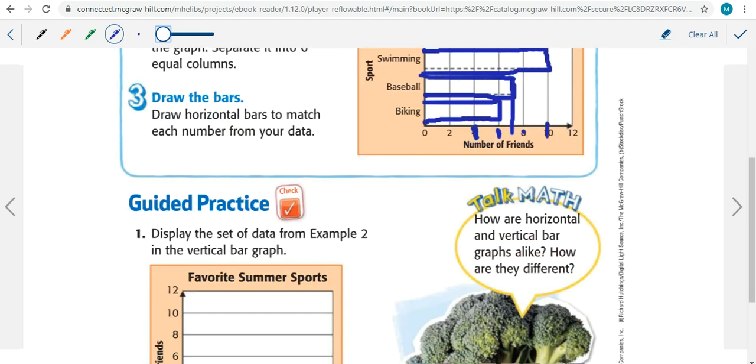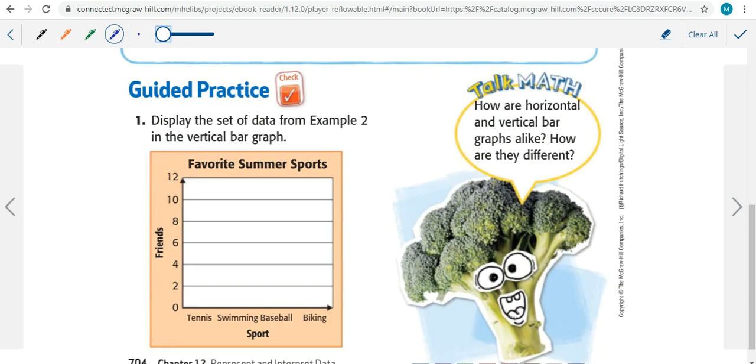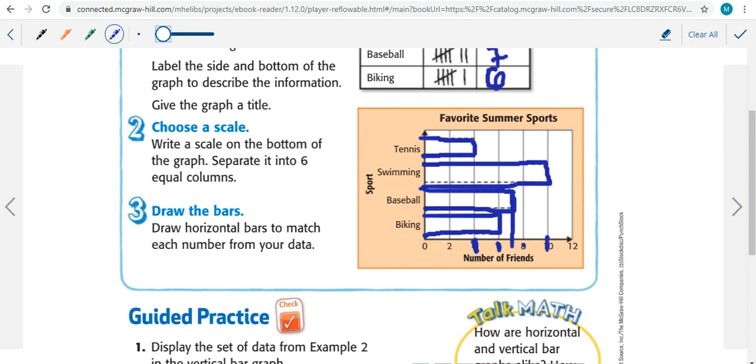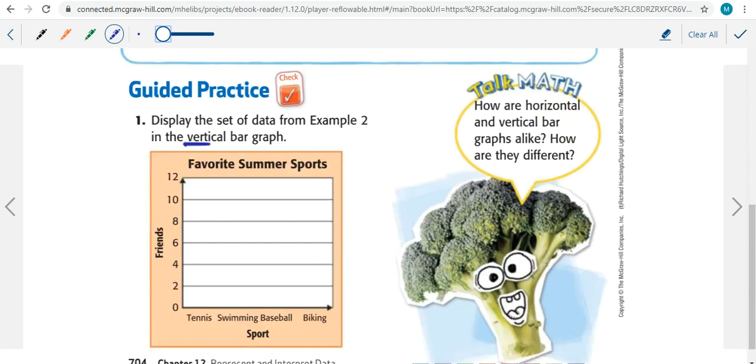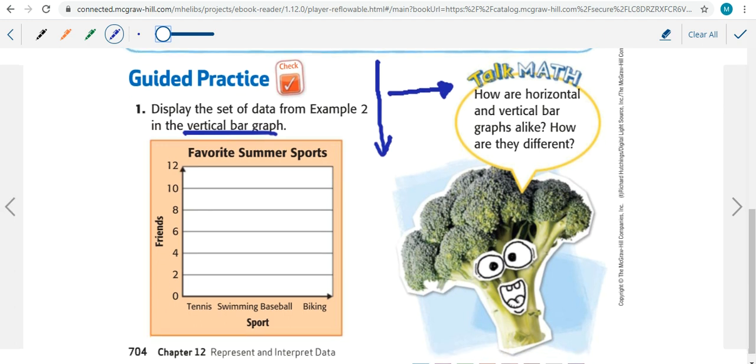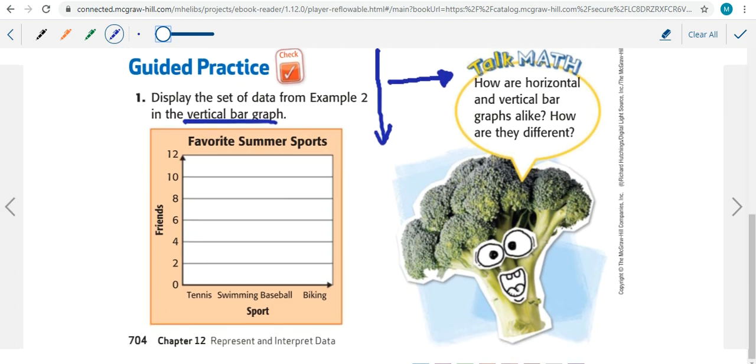Okay? Now, display the set of data from example 2 in a vertical bar graph. So this same information, we're going to use it in a vertical graph. I repeat, this is vertical and this is horizontal, okay? Now Miss Madeline is going to show you the answer for this part.